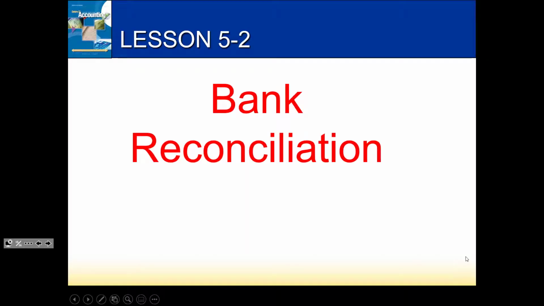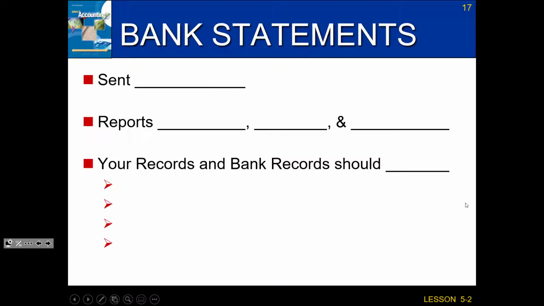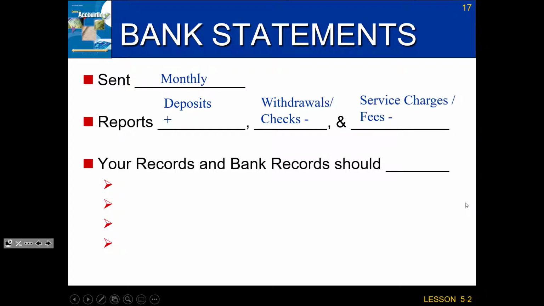So if you are like Angela and Oscar and Kevin and you're having trouble balancing your books for your company, you want to do what's called bank reconciliation, which is all of lesson 5.2. So every single month, the bank will send you a statement and it's going to report three different things. It's going to report the withdrawals or the money coming out of the account. So that could be checks, that could be cash, that could be electronic funds. It will also report the deposits or the money going into the account. And the last thing that it will report are any service charges or fees that the bank might give you.